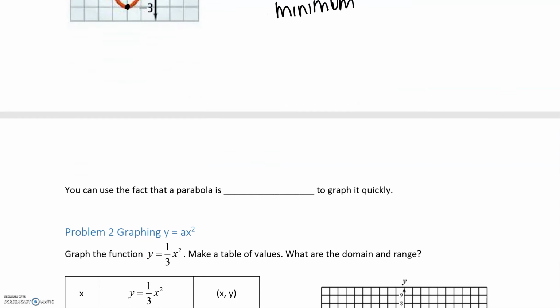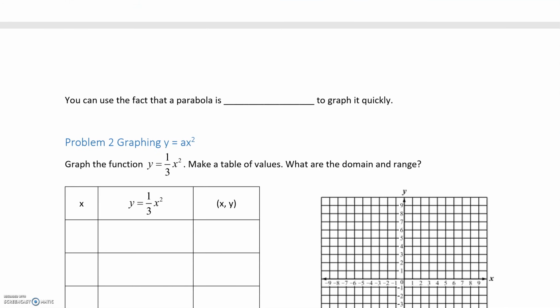Okay, moving on to the next page. We can use the fact that our parabola is symmetric to be able to graph it quickly.